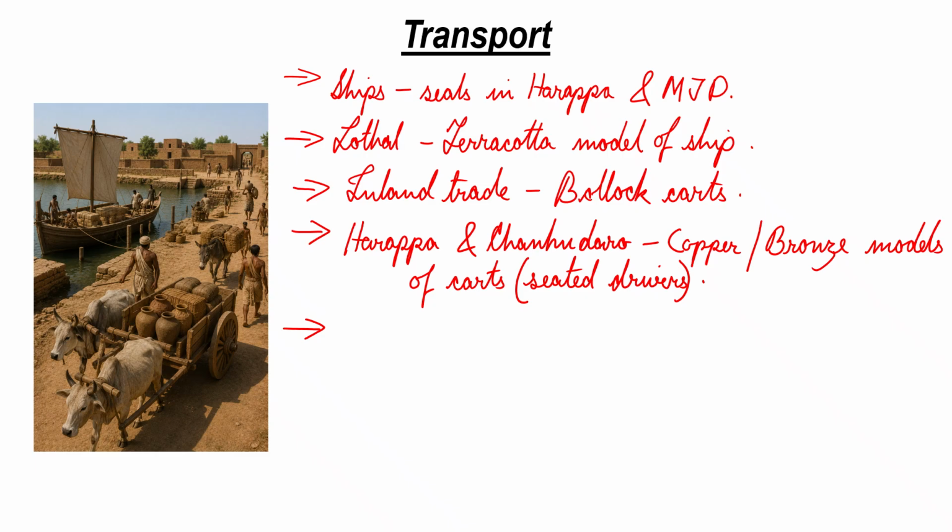So we also get evidence of ekka. What is ekka? Ekka means horse cart. So this thing has also been found in the Harappan civilization, not in its proper physical form, but in the form of drawings and sculptures.